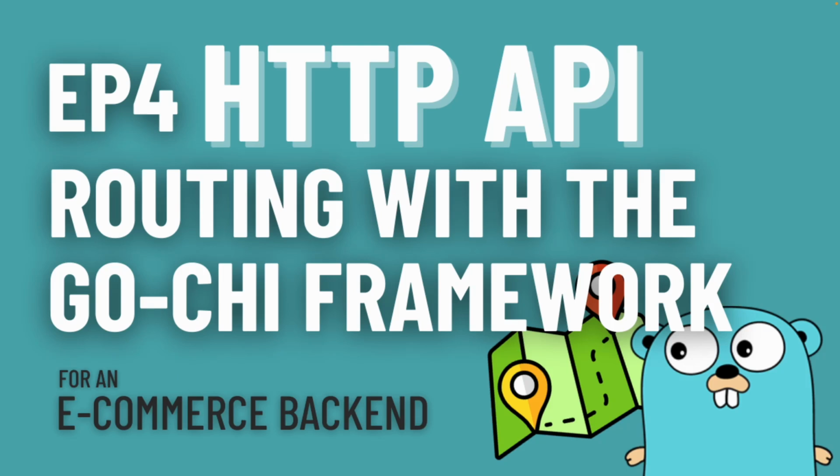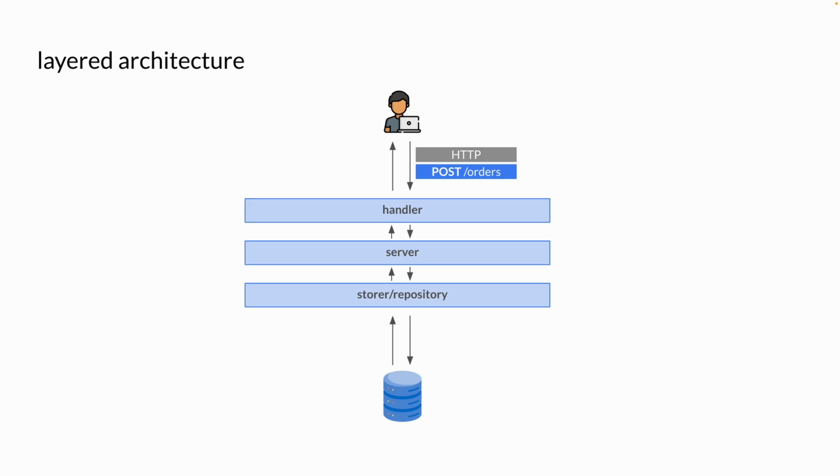We can now get started with routing at the HTTP layer, now that we have all the store methods to interact with the database. So here we have the layered architecture where we previously worked on the store methods. Now we can move on to the handler and the server layers. The server layer is where we usually have our business logic, but please keep in mind that we're going to keep it simple because we're going to replace that with a gRPC server in a later video.